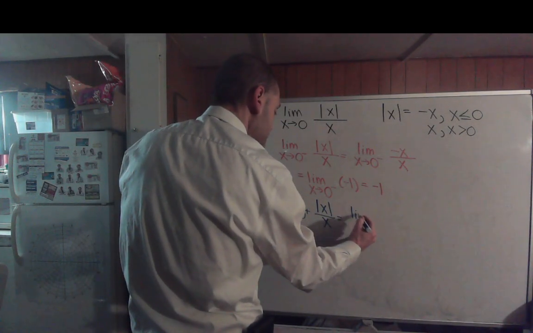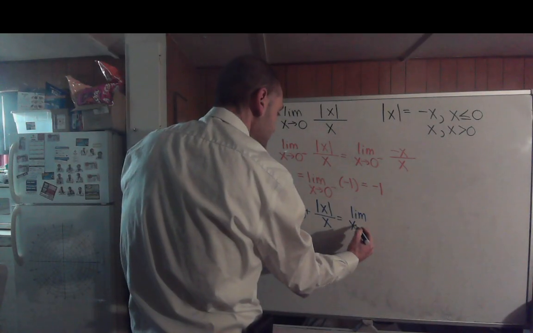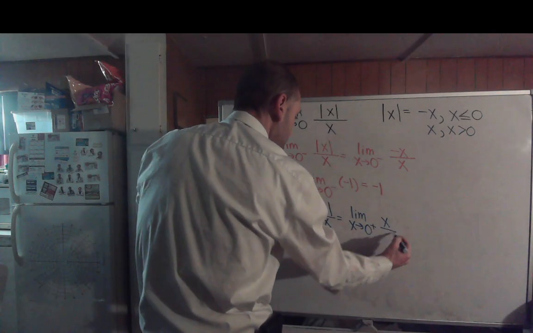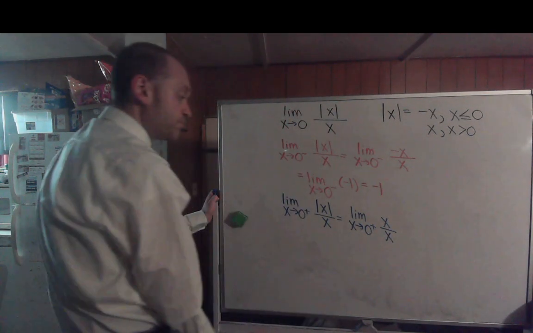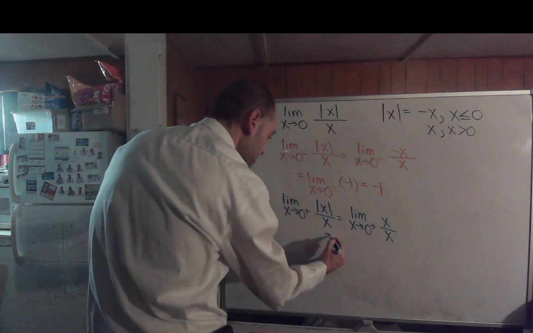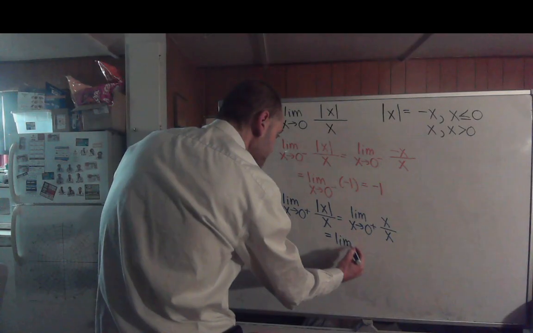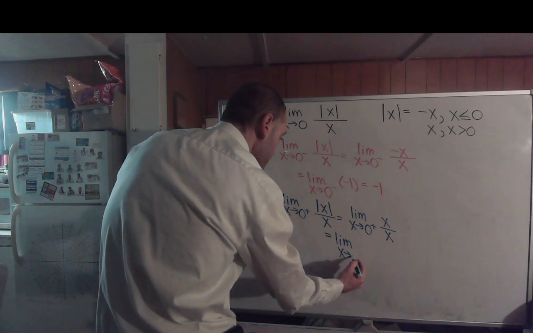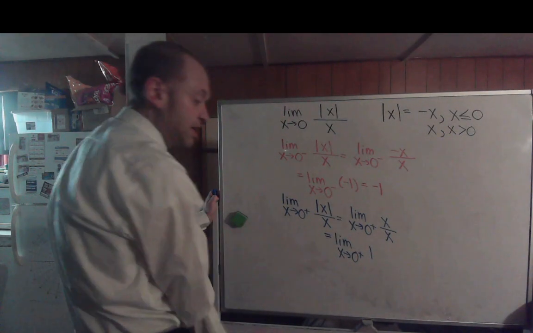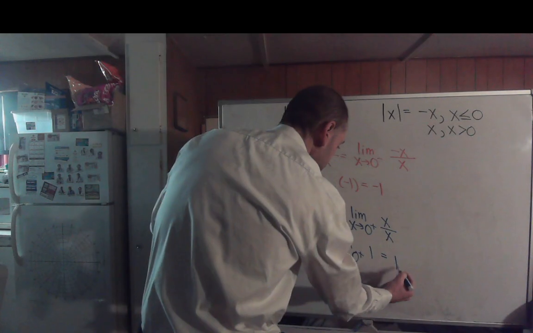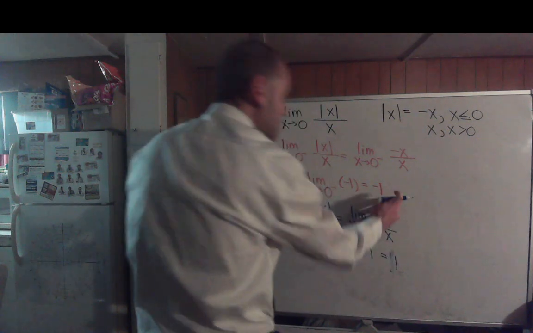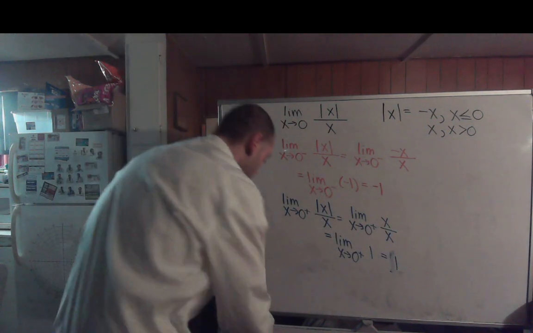So we can set this equal to the limit as x approaches 0 from the right of +x divided by x. Well, x divided by x will cancel out. You'll get the limit as x approaches 0 from the right of 1. And the limit of a constant is simply that constant. So we got the right-handed limit equals 1, the left-handed limit equals -1.